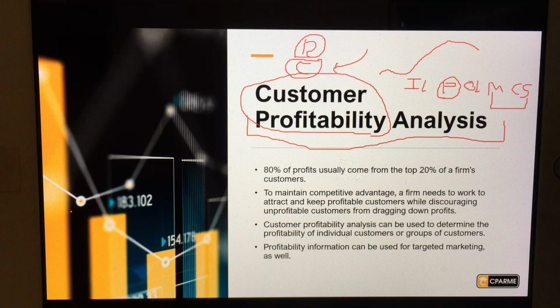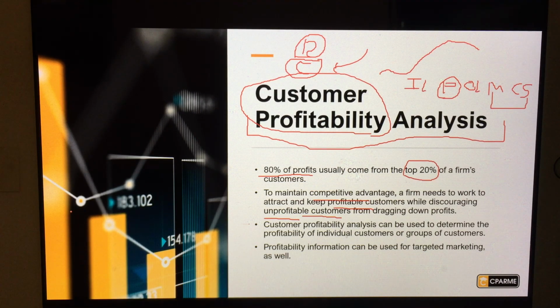Why? Diba? Ano yung perspective natin dito? It's because 80% of profits usually come from the top 20% of your customers. Just like how 80% of your problems usually come from 20% of the root causes. Napag-usapan natin yung sa variance analysis, diba? Ayun. So to maintain a competitive advantage, a firm needs to work to attract and keep profitable customers while discouraging unprofitable customers from dragging down profits. So, ayun, diba?